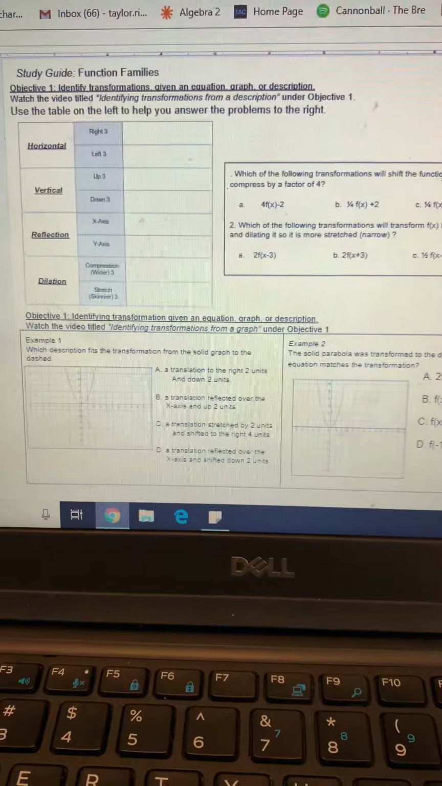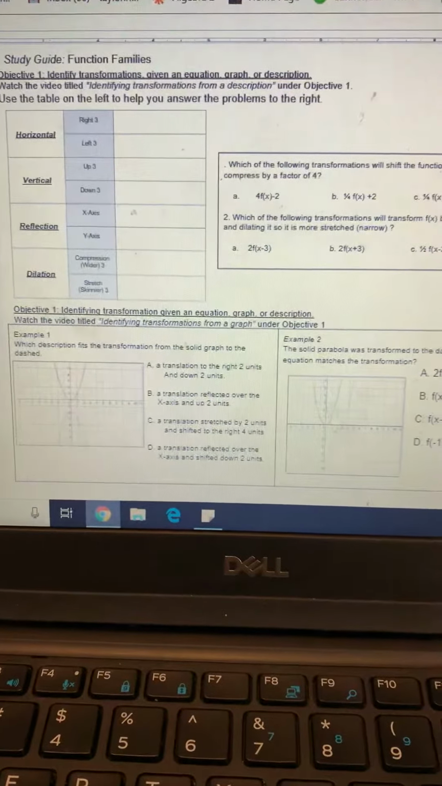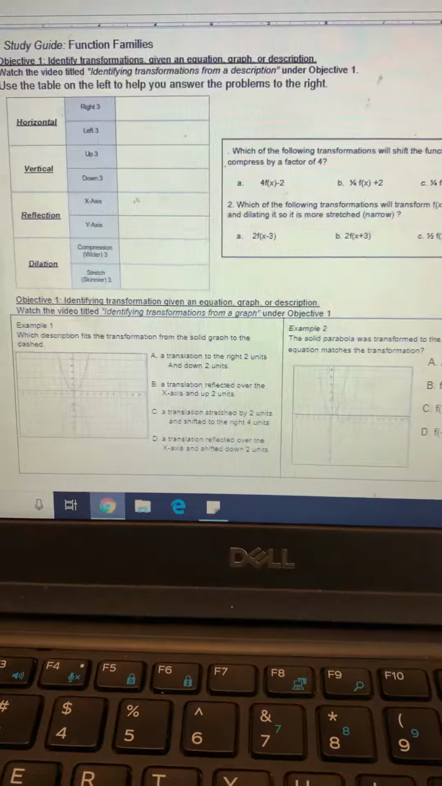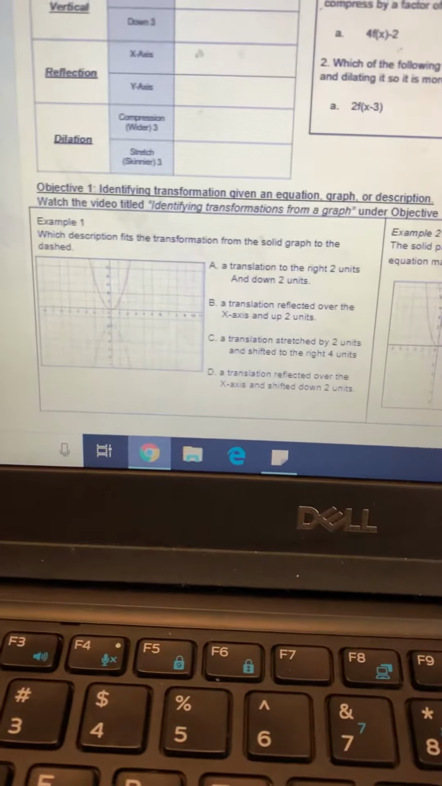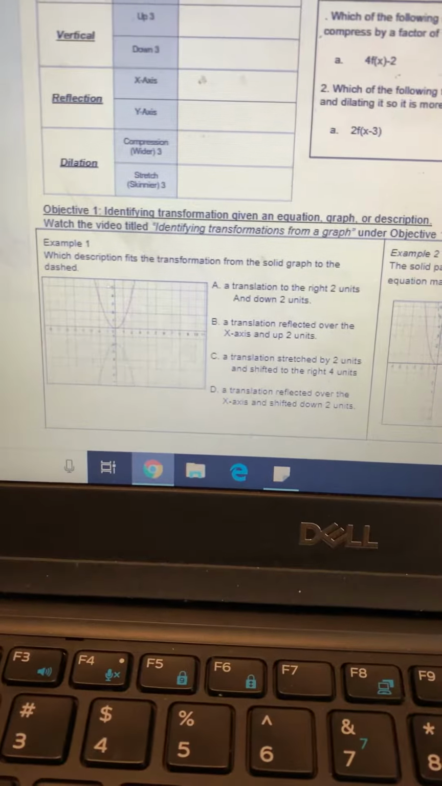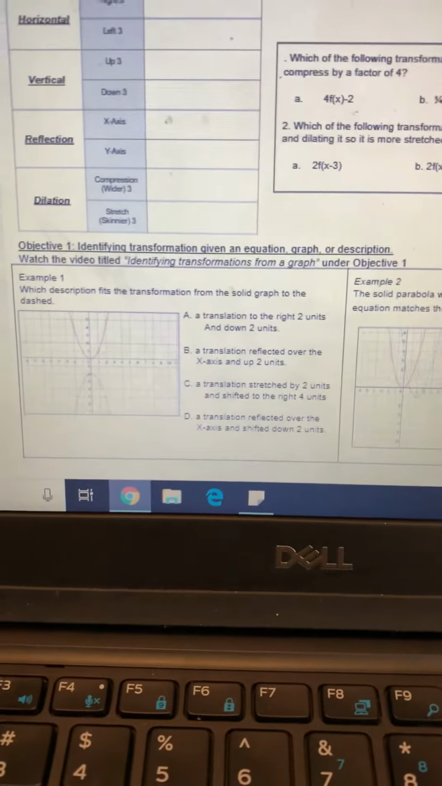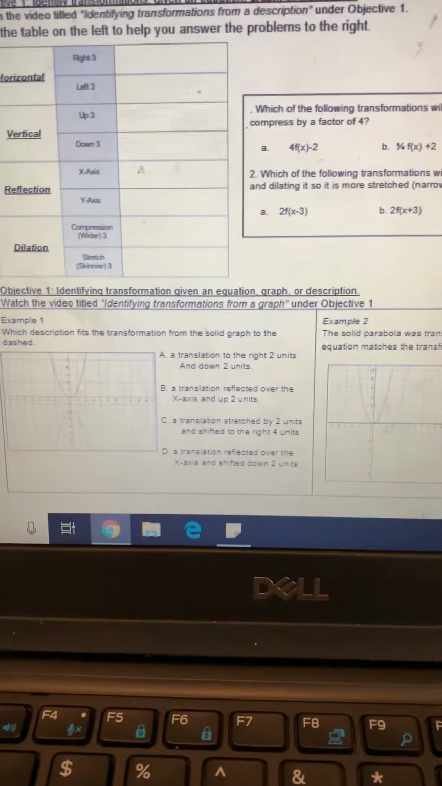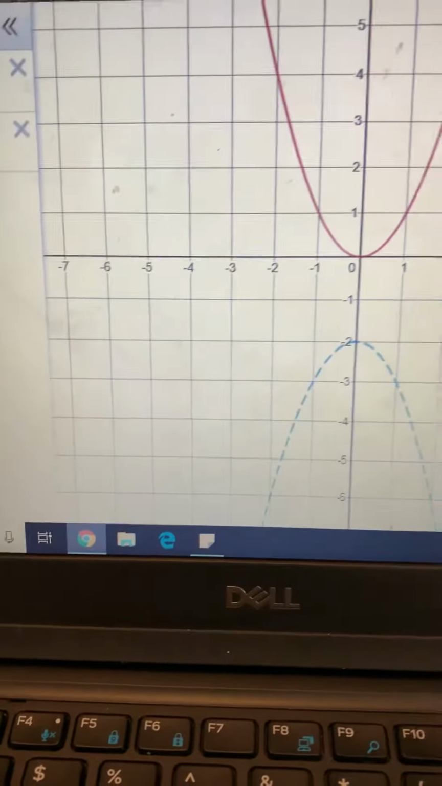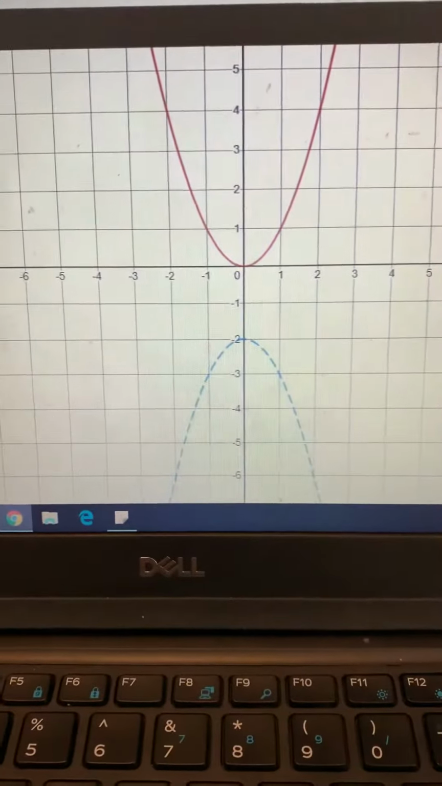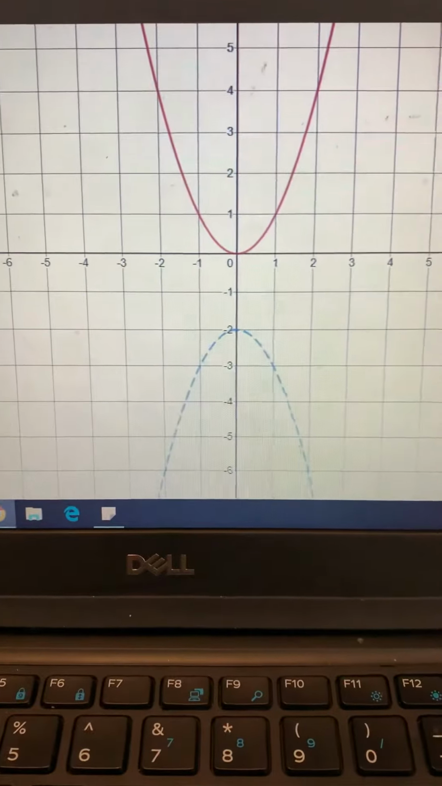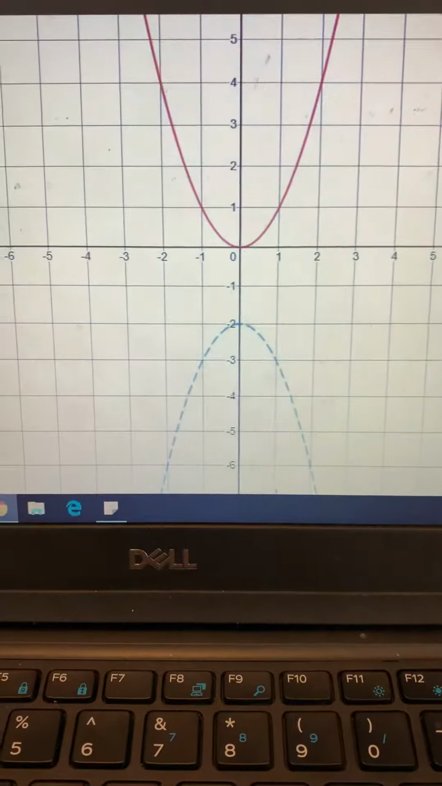Hi everyone, we are still under Objective 1 and we're looking at the video that is identifying transformations from a graph. So let's look at example 1, and it shows us a graph and it wants us to put into words what the transformation is. So I'm going to go to Desmos just to make this graph a little bit bigger. But the graph that you're seeing, the parent function is in red and then the transformation is in blue.